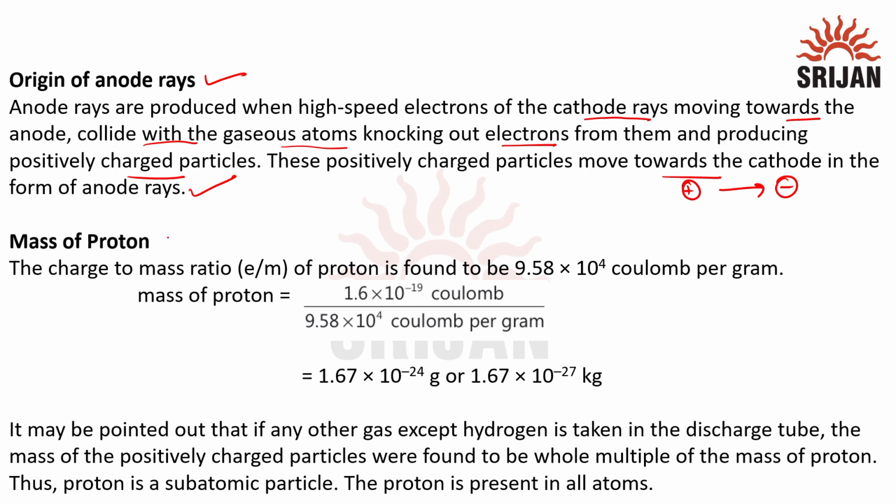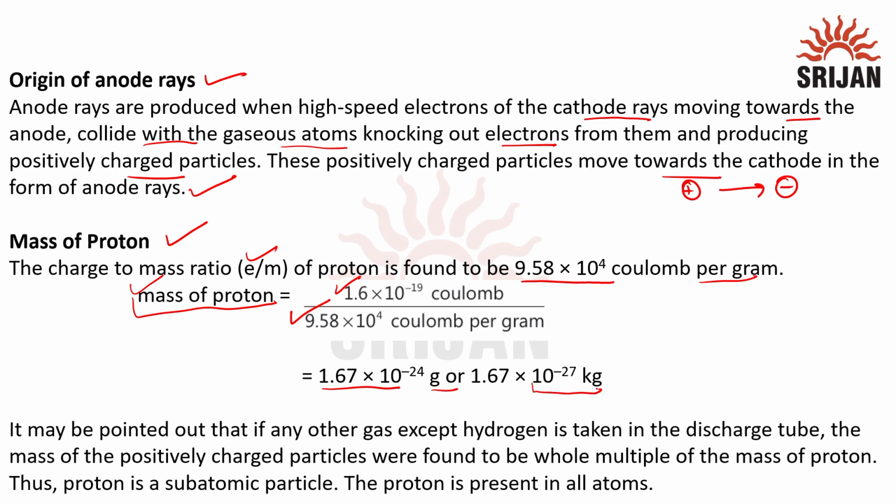Right. Now talking about what will be the mass of the proton. So the charge to mass ratio, that is the e/m ratio of the proton, is found to be 9.58 × 10^4 coulomb per gram. So by this we can easily find the mass of the proton by dividing the charge by the ratio, that gives us the mass of the proton. That comes out to be 1.67 × 10^-24 grams or 1.67 × 10^-27 kilograms.